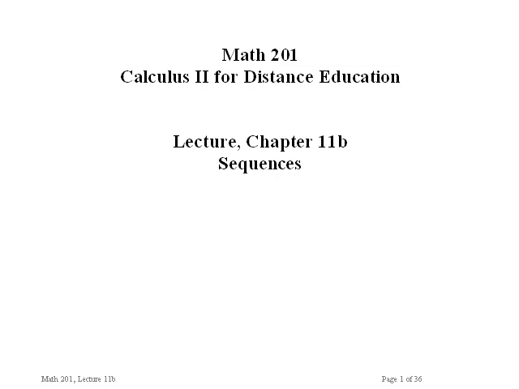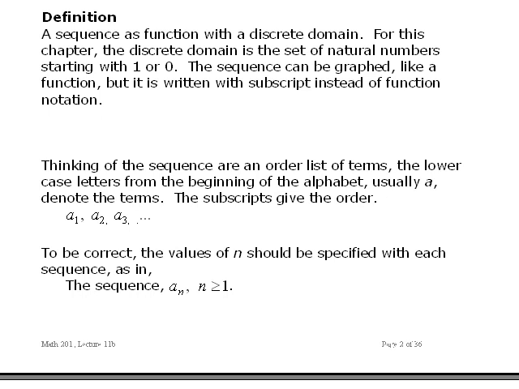This is lecture 11B for Calculus 2 on sequences. In the introduction, we looked at two ways to think of sequences. One is just as an ordered set, and the other is to consider it a function with a discrete domain, and that discrete domain is the natural numbers. So that's what is mentioned here.